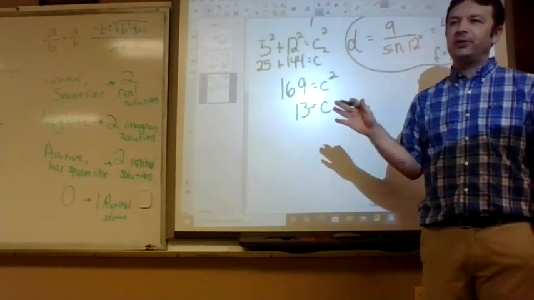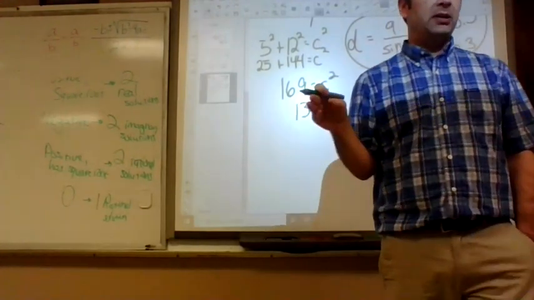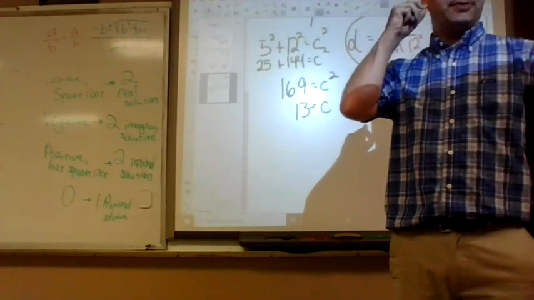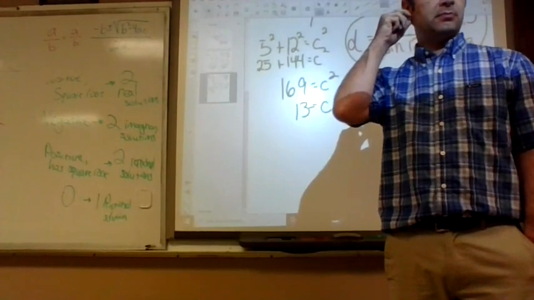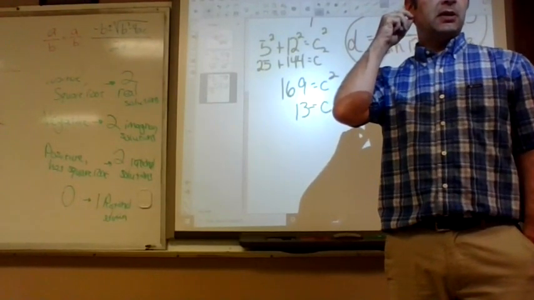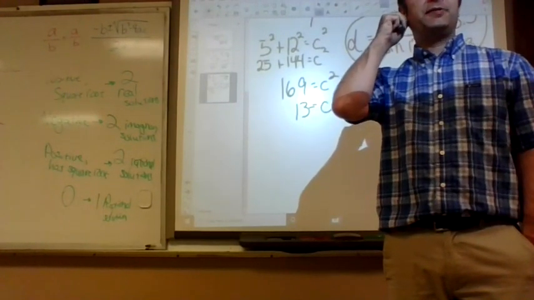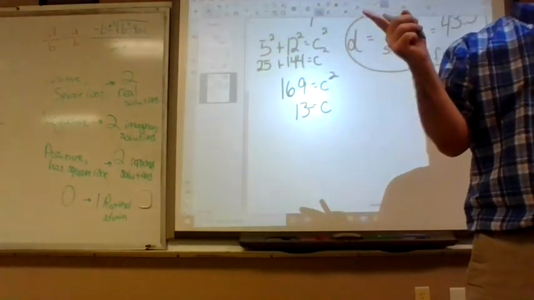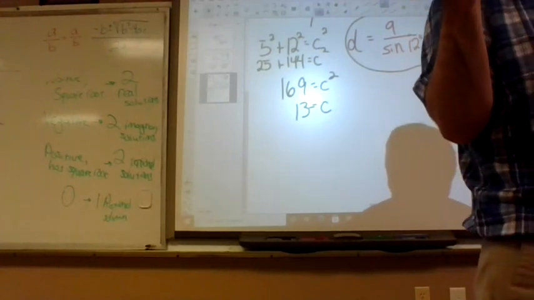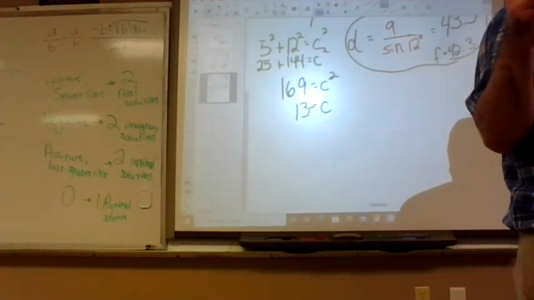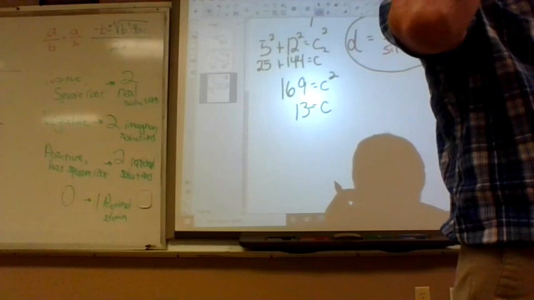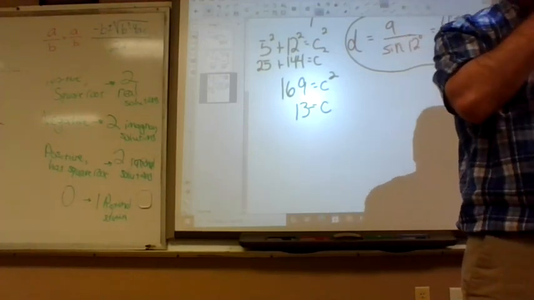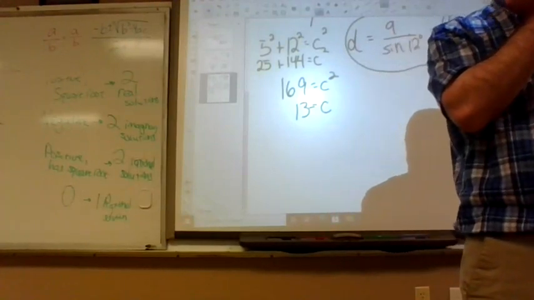Okay, so we know the hypotenuse is 13. What is sine a ratio of for A? Sine is opposite over hypotenuse. SOH: opposite over hypotenuse. So what's the opposite of angle A? 5. What's the hypotenuse? 13. So just put 5 over 13 for that one.